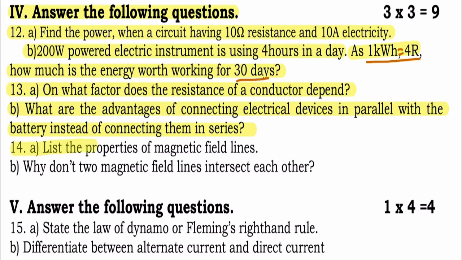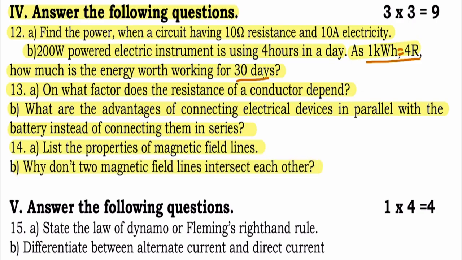Question number 14a. List the properties of magnetic field lines. Magnetic field lines are continuous loops which start from the North Pole and stop at the South Pole. They never intersect and they are not perpendicular to each other. Next question is, why don't two magnetic field lines intersect each other?